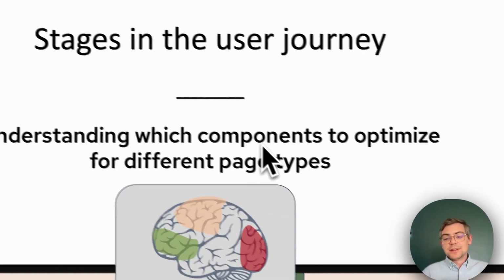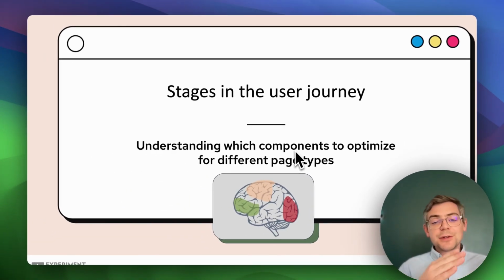As you know, all the users have a different stage in the user journey. And the aim of this training today is to basically understand which component to optimize based on the different page type that the user will encounter.